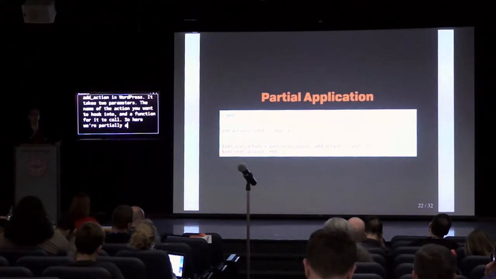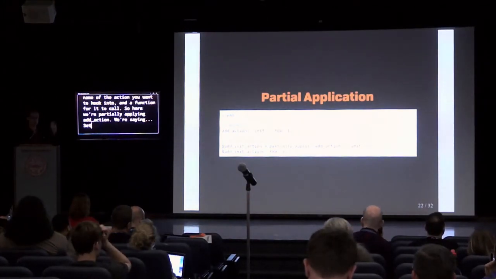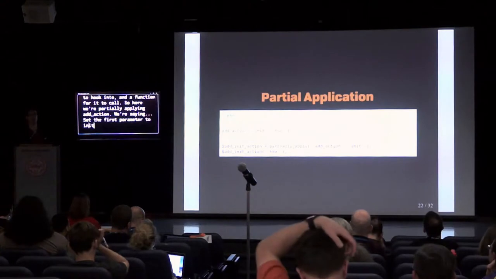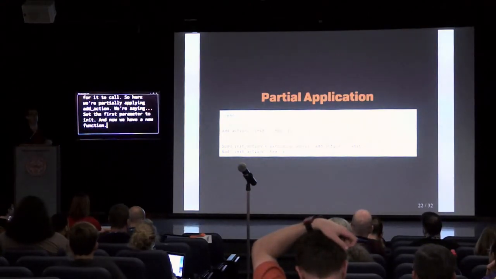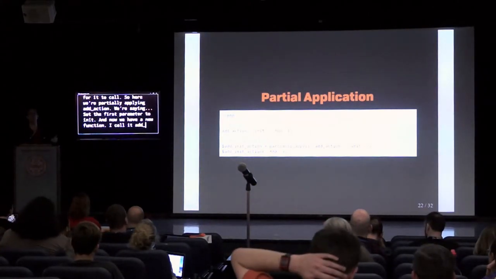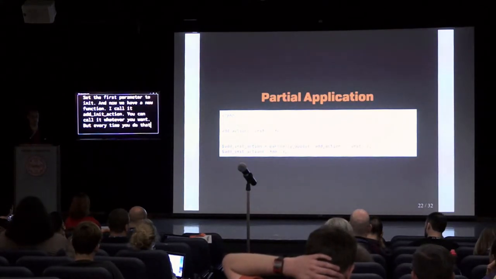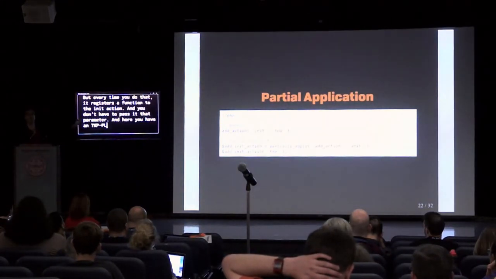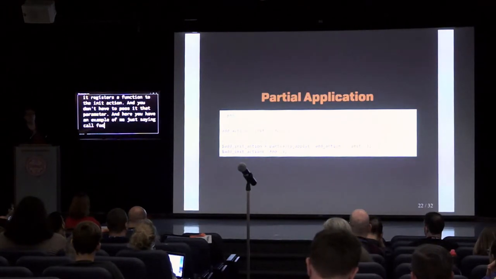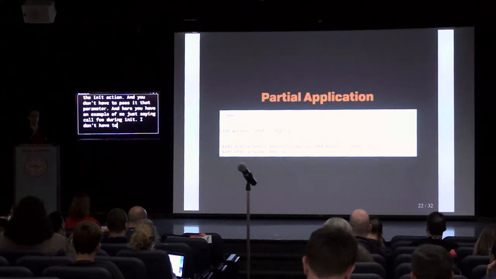So here we're partially applying add action. We're saying set the first parameter to init. And now we have a new function. I call it add init action. You can call it whatever you want. But anytime you call that, it registers a function to the init action. And you don't have to pass that first parameter. And here you have an example of me just saying call foo during init. I don't even need to mention init anymore. It's in the function name. That's the beauty of partial application.